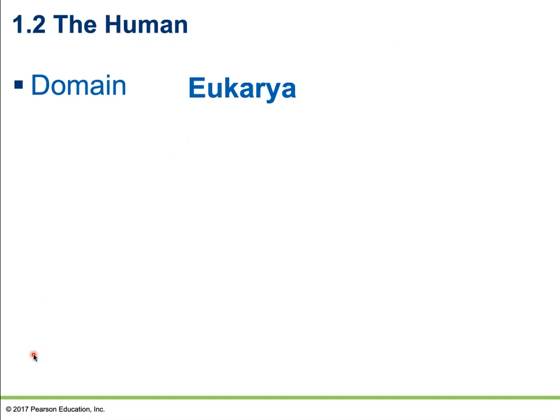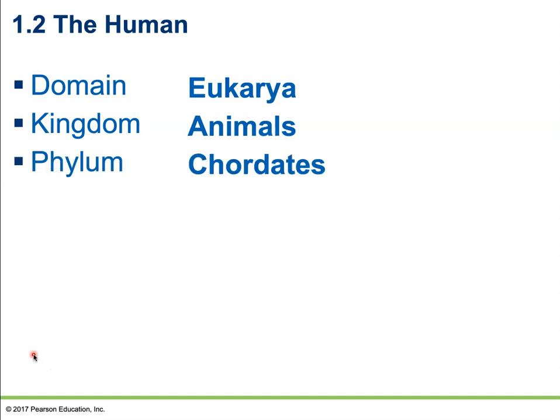Just because our main organism of study for this class is going to be the human, I would like you to know the classifications for us as humans. So our domain is going to be Eukarya. Our kingdom is going to be the animal kingdom, of course, because we are multicellular organisms that must digest our food internally. Next, we belong to the phylum of chordates.